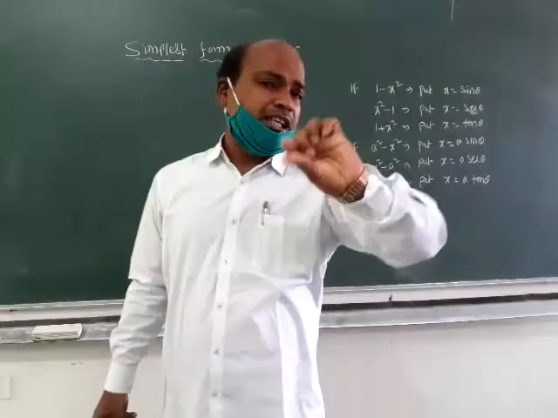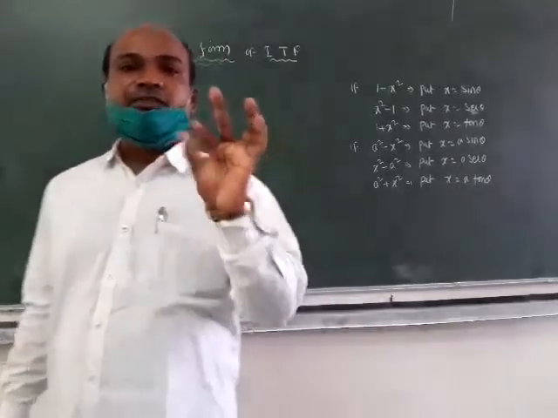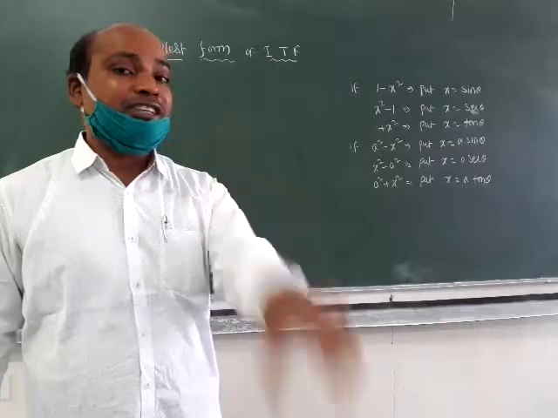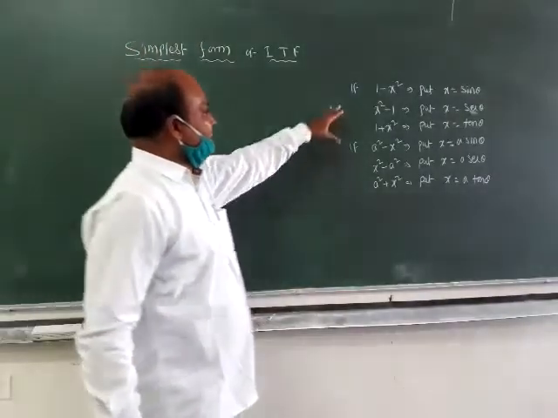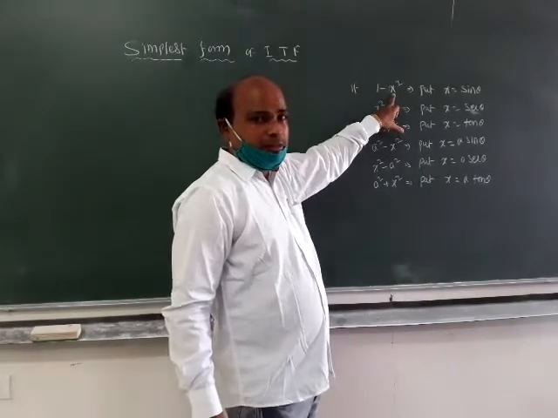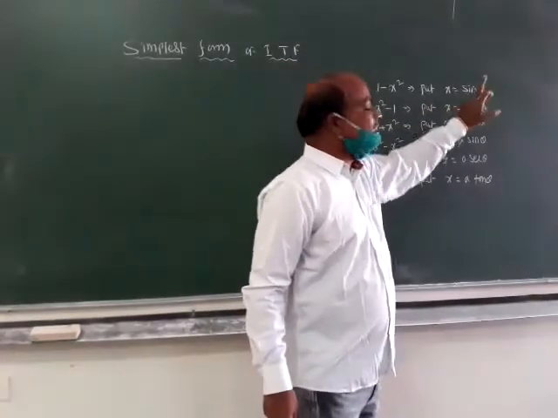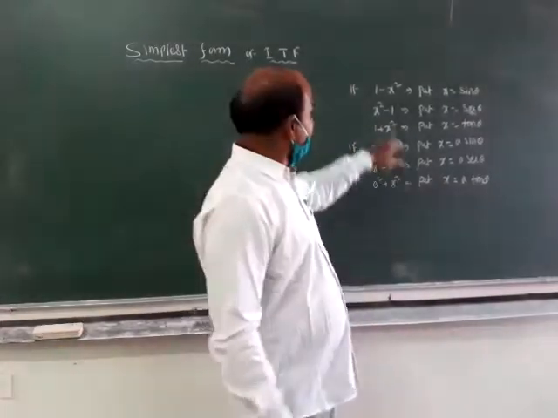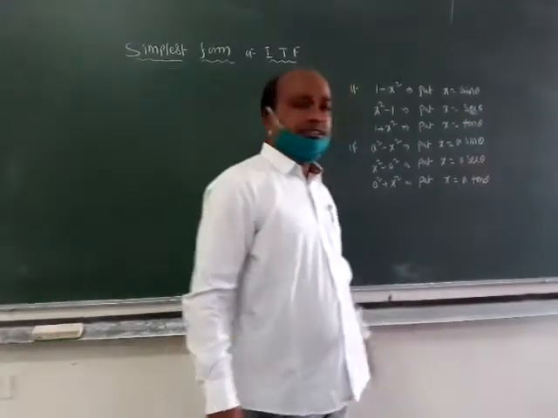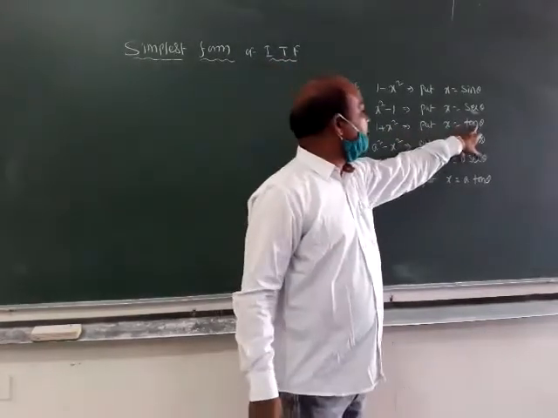The meaning of the simplest form of inverse trigonometry is the substitution method. In place of x, you have to substitute suitable trigonometric functions. I have written here: if the function is of the form 1 minus x square, then put x is equal to sin theta. If the function is of the form x square minus 1, then put x is equal to sec theta. If the function is of the form 1 plus x square, put x is equal to tan theta.